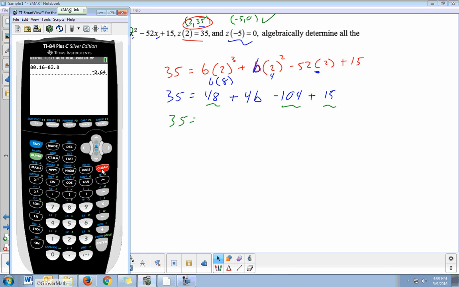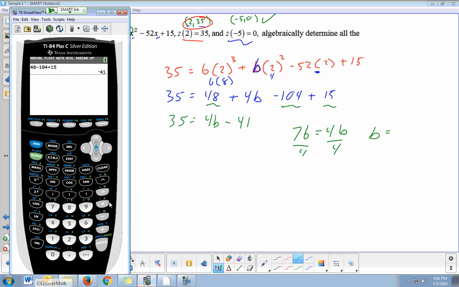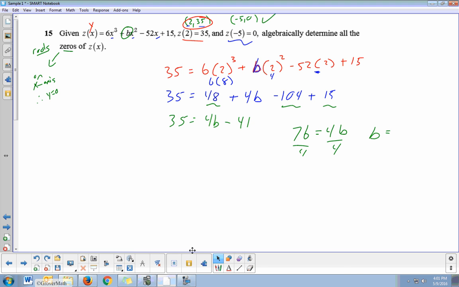So let me clear out some old work here. 48 minus 104 plus 15 is negative 41. So we have 4b minus 41. And so I'll add that 41 over, making that 76 equals 4b. And then lastly, I'll divide by 4 to get my annoying little b value. 76 divided by 4 is 19. So b is 19.